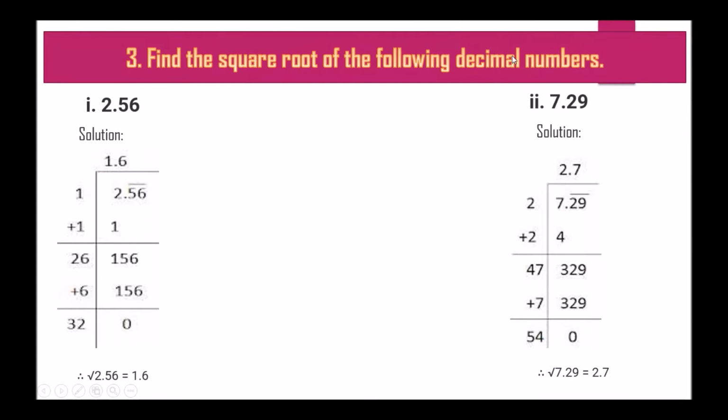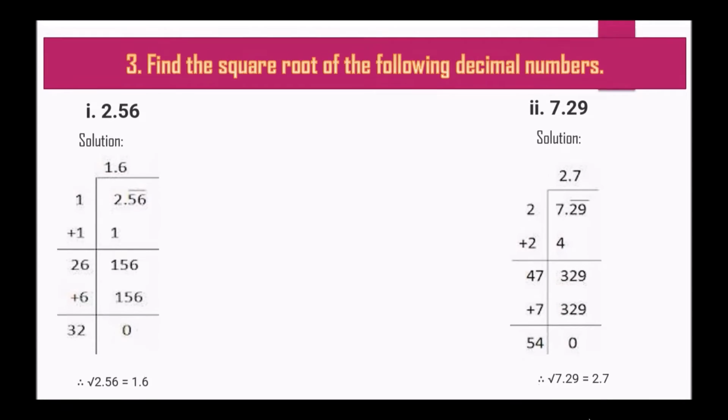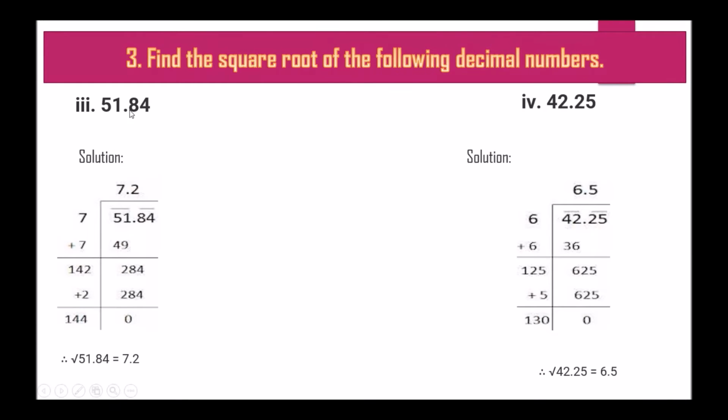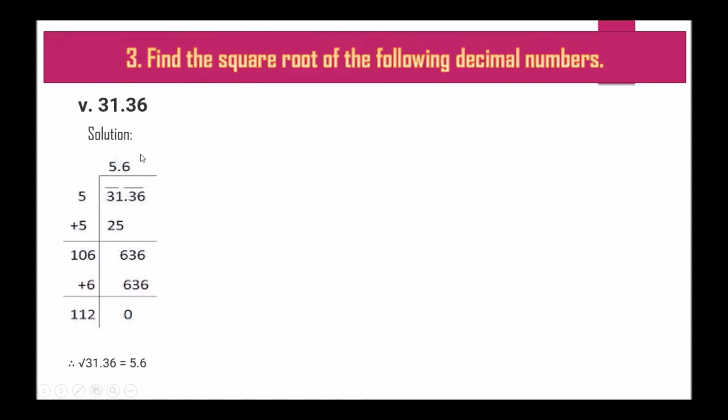Now find the square root of the following decimal numbers. So 2.56. If we do it with the division method, then it is 1.6. 7.29. If we do it with the division method, then it is 2.7. 51.84. If we do it with the division method, then it is 7.2. 42.25 is 6.5. 31.36 is 5.6.